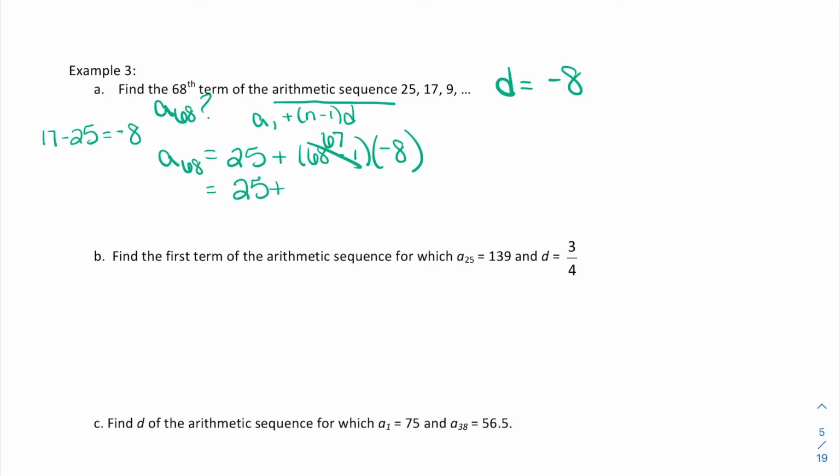Oh, and it's going to be minus 8. And when we do that math, we will get negative 511. So that would be the 68th term. Okay, let's look at B.